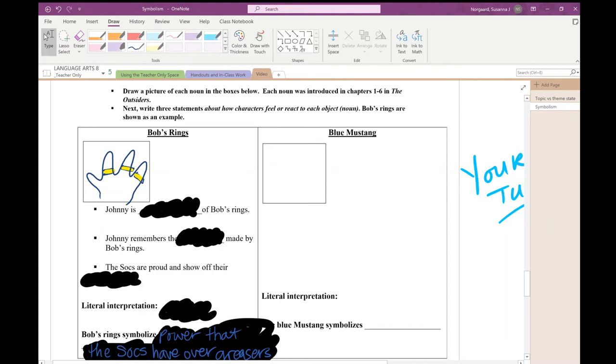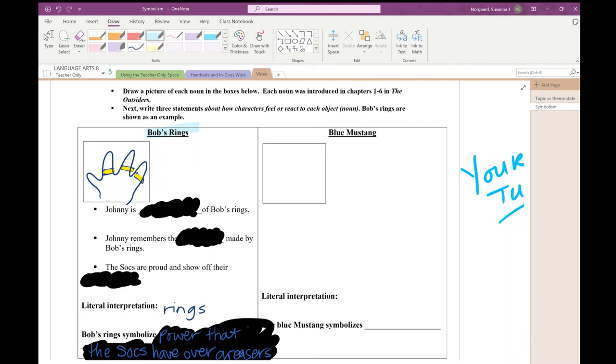For example, we'll do the first one together, Bob's rings. Bob's rings are quite literally just rings, right? They are pieces of metal that Bob wears on his hands. But to get to the symbolic meaning behind the rings, to get to what they could stand for in the novel, let's think about what sort of context these rings exist in.